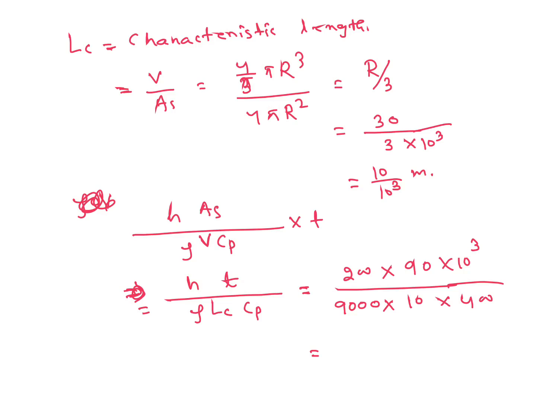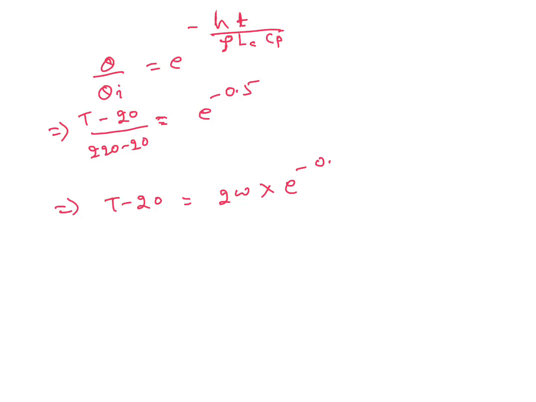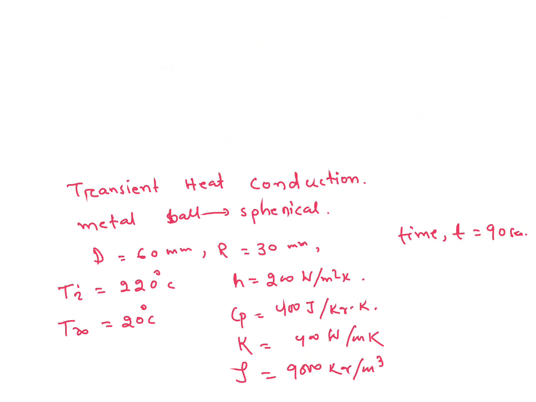So here we will get (T minus 20) by (220 minus 20) equal to e to the power minus 0.5. If you solve this one, T minus 20 equals 200 into e to the power minus 0.5, so T equals 141.3 degrees Celsius. So from the options, A is the answer. This is a 2 marks question.